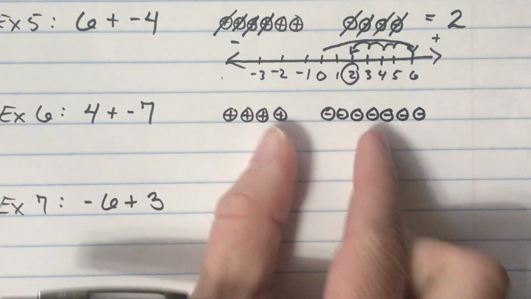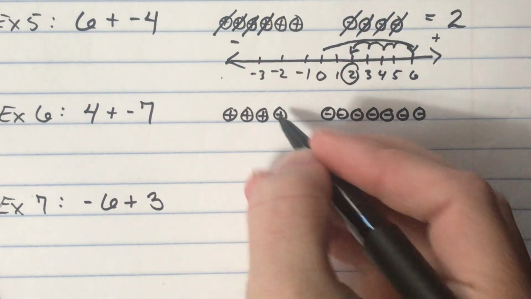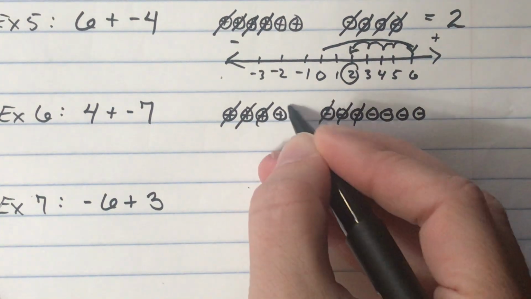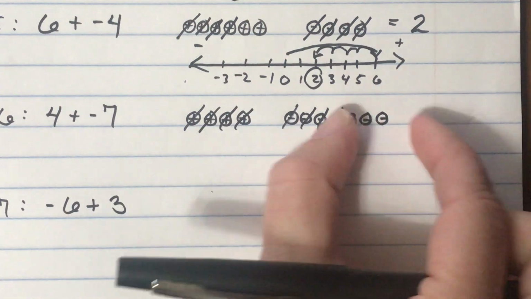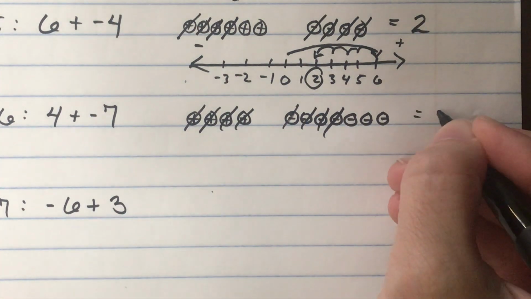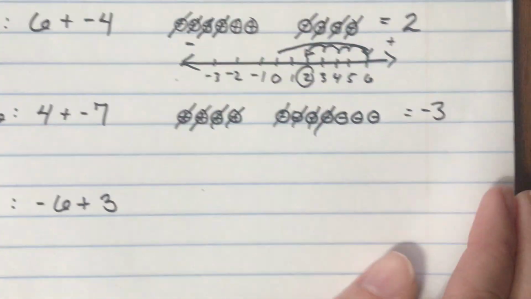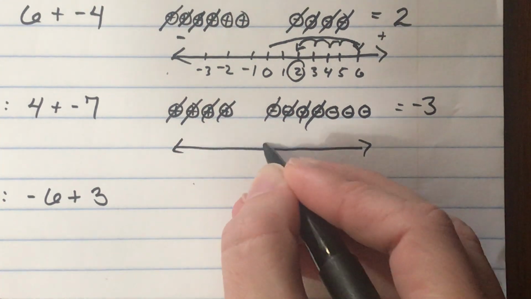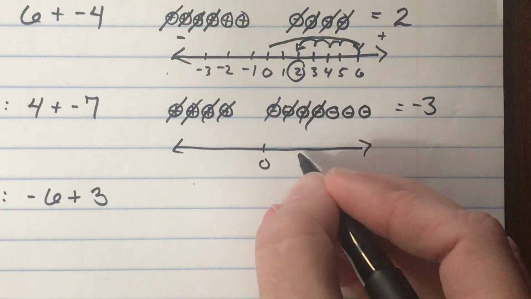Ask yourself, do I combine these or do I mark out? Well, we've got positives and negatives. So positive, negative, positive, negative, positive, negative, positive, negative. Final answer, there's 3 left, and they're all negative. So answer is -3.